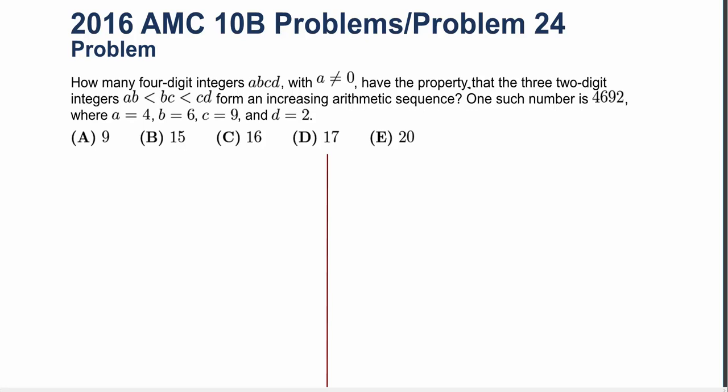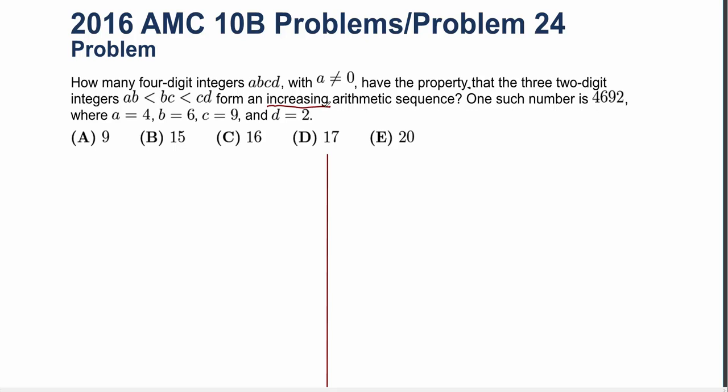Hi, this is 2016 AMC 10B problem number 24. We have a 4-digit integer ABCD. When you take the three two-digit numbers from it, AB, BC, and CD, they form an increasing arithmetic sequence. We're going to find some constraints here.